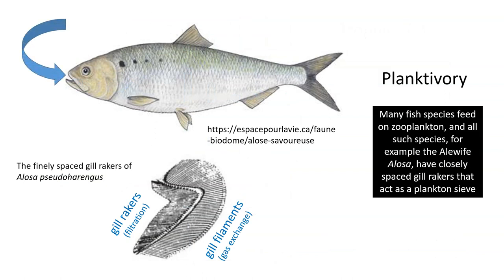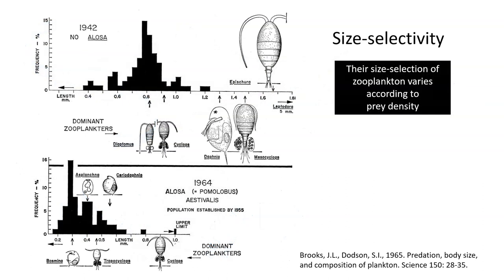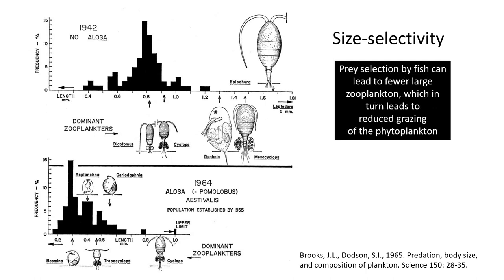Many fish species feed on zooplankton, and all such species, for example Alosa pseudoharengus, have closely spaced gill rakers that act as a plankton sieve. However, planktivorous fish are largely visual predators and mostly select their prey on an individual basis. Their size selection of zooplankton varies according to prey density. When prey are abundant, the fish consume only larger zooplankton, but as prey density decreases, smaller prey are taken.